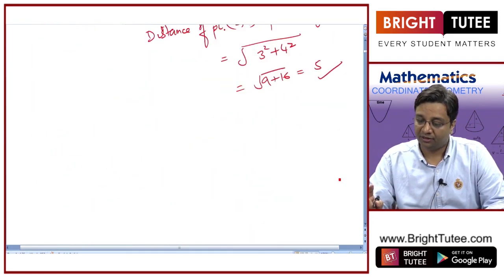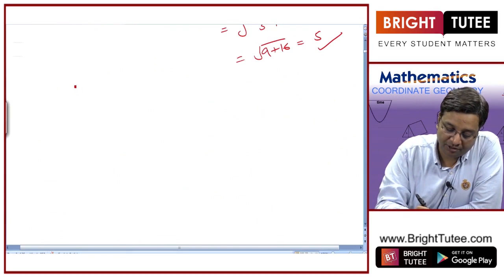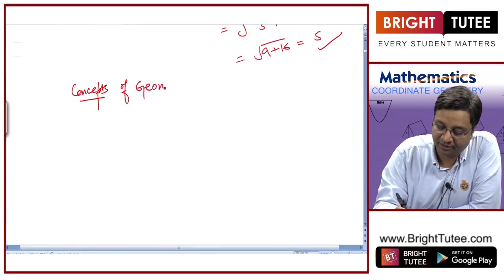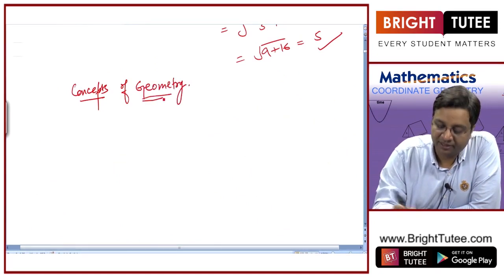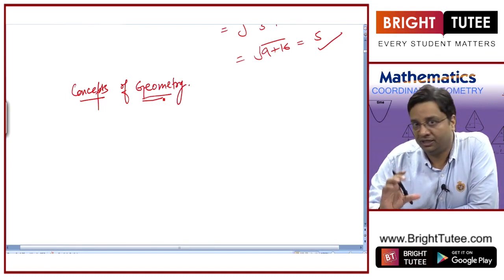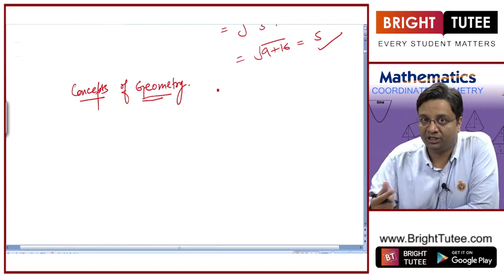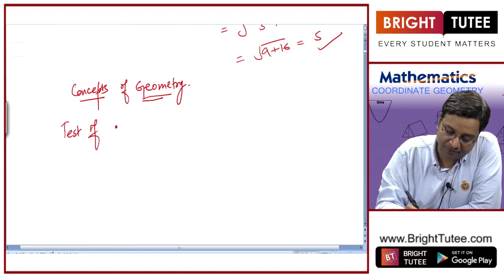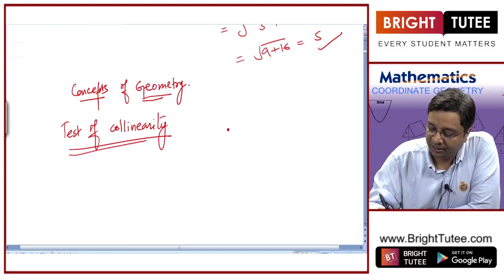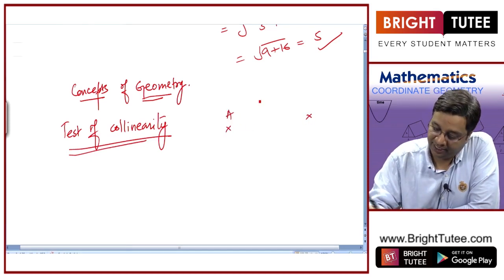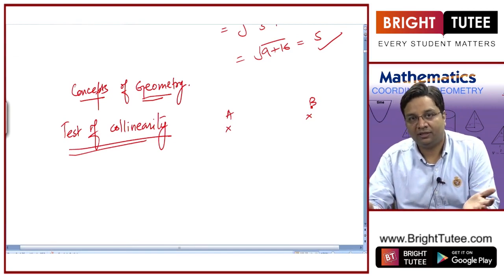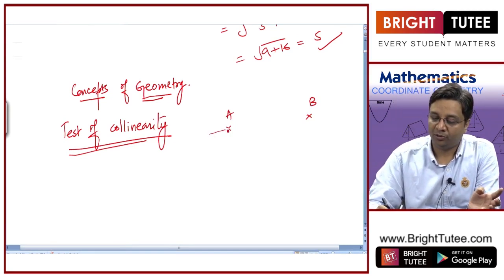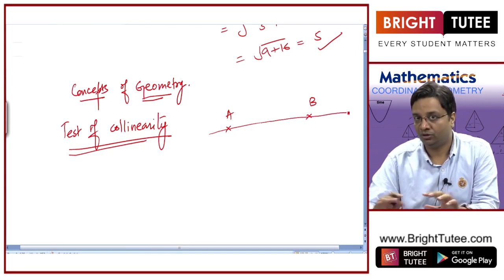So let's discuss some of the concepts of geometry that you have studied in class 9th. These will be used in this chapter, in the upcoming exercise, and we will use the distance formula to prove those results. For example, the test of collinearity. Let us say there are 2 points A and B. 2 points are always collinear. You don't have to prove anything in that. Any 2 points, there will be a unique line passing through those 2 points.